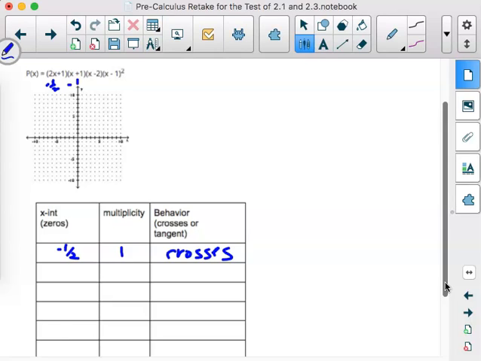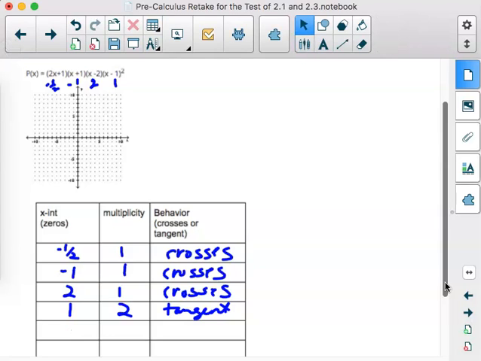Then the next zero would be -1. And again, power of 1, crosses. The next zero would be 2. Power of 1, crosses. And then the last one is 1, but that one has a power of 2, and that means it's tangent. It's going to bounce. So those are the x-intercepts, the multiplicity, and the behavior. But it also said that we had to give them the y-intercept. And like I said, the y-intercept is going to come from what we graph.